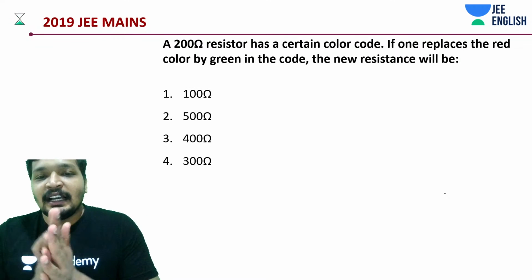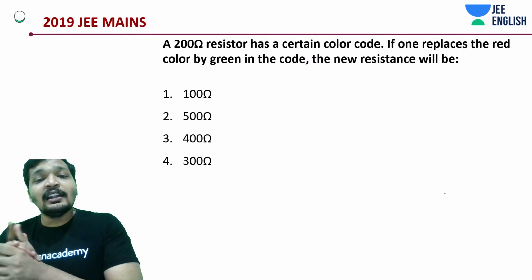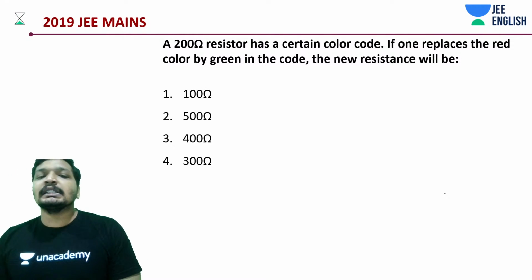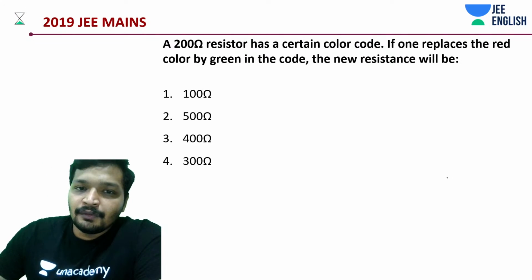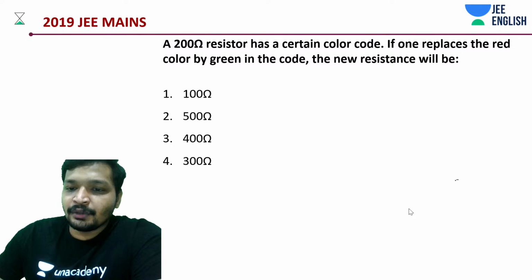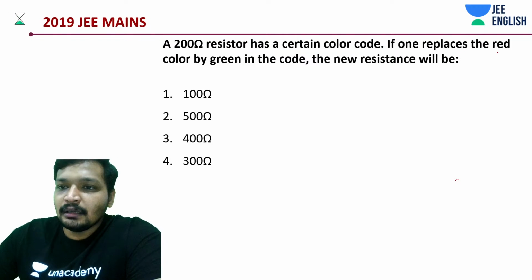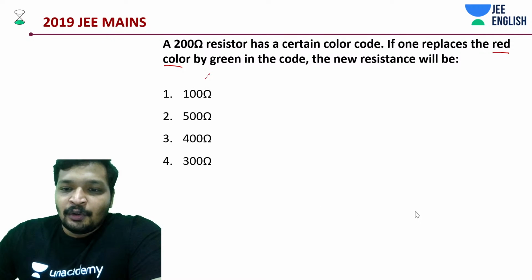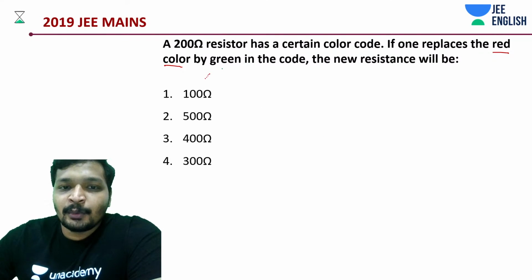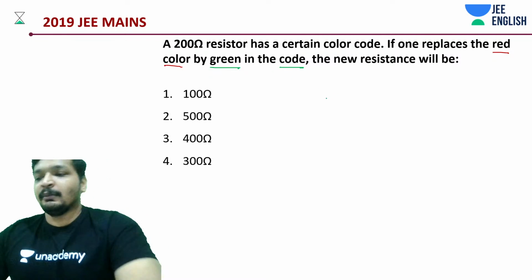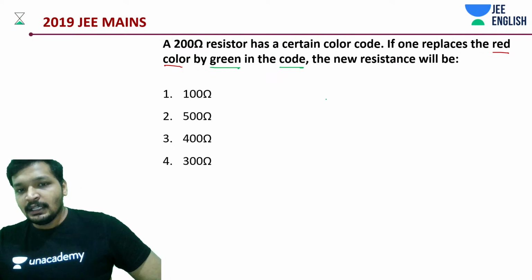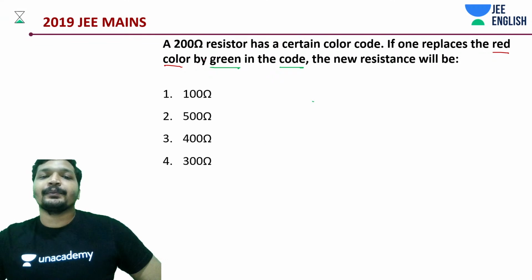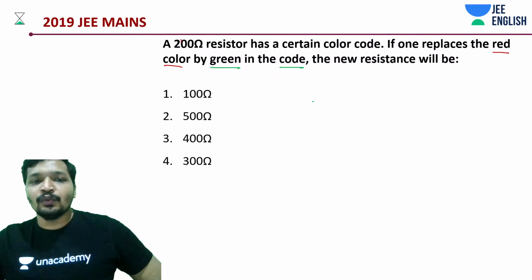All right, we have an interesting question. Recall BB Roy. A 200 ohm resistor has a certain color code. If one replaces the red color with a green color, what is going to be the answer? The moment you look at it, which is the one that is going to give you the red color? Red is 2.